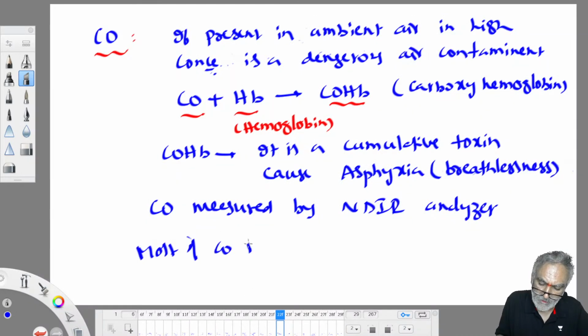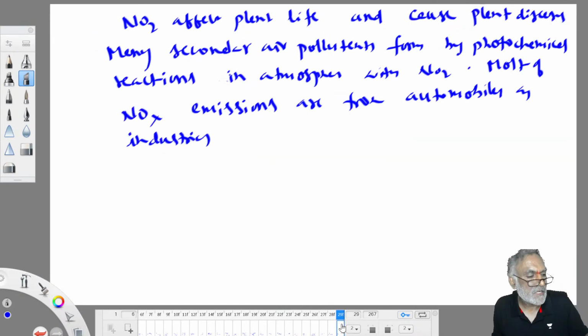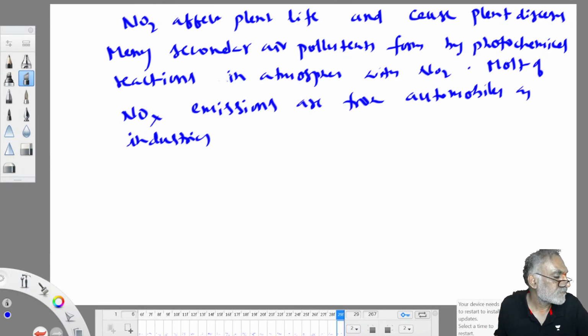Most of CO is released from automobiles, petrol engines, etc. That's why people are asking us to switch over to electric vehicles. The reason is this only. NOx emission will be very, very high from automobiles. Come on, this is an ESE question, very simple question. Just by adjusting the units you can work it out.